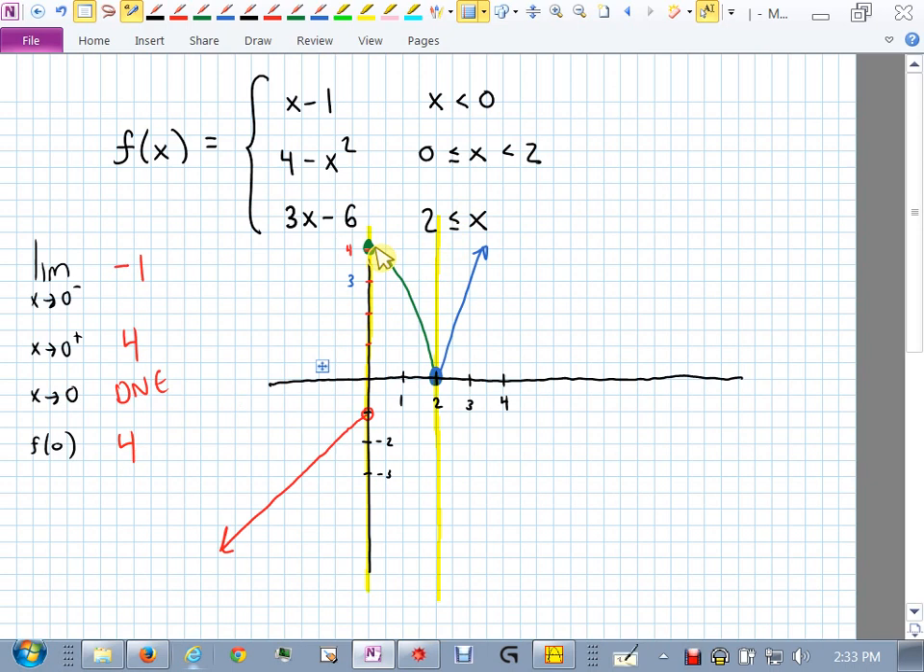Then I could ask all of these questions again, but x approaching what? 2. So what would the limit as x approaches 2 from the left be? 0. From the right? 0. Then what's the limit without telling you left or right? 0. What's f of 2? 0. So all of them would have been 0.